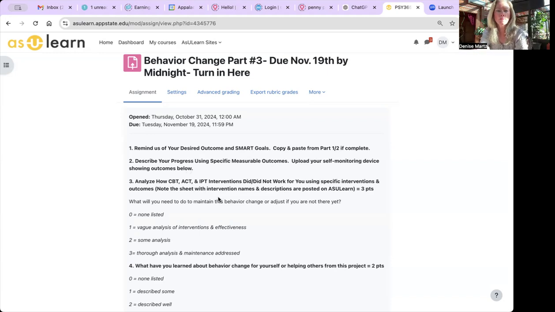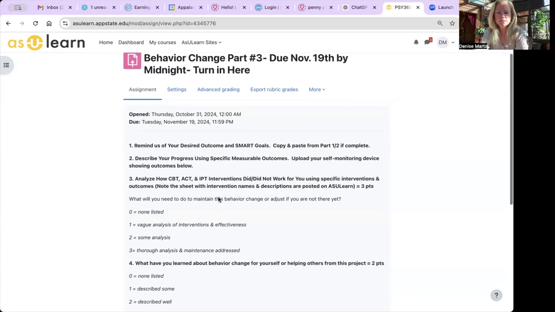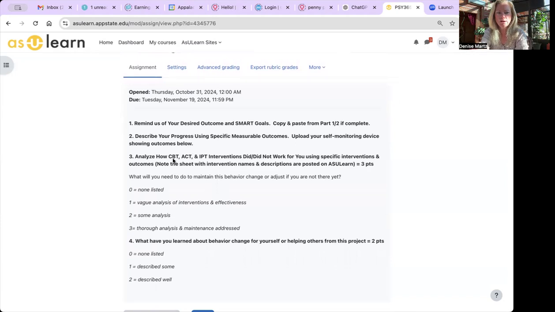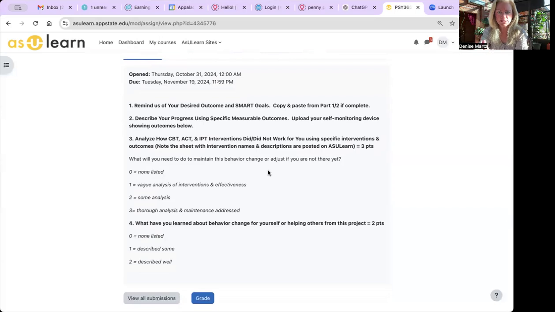Number 3, you did a little bit of this in part 2. I want you to think about what were the interventions that you used? Were they cognitive behavioral therapy, acceptance commitment therapy, interpersonal therapy, if you were doing any kind of social support, that type of thing? I want you to name the intervention, and then I want you to describe, was it working well for you or was it not working well for you?